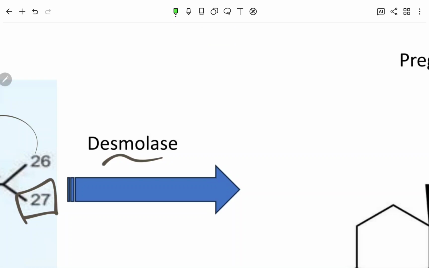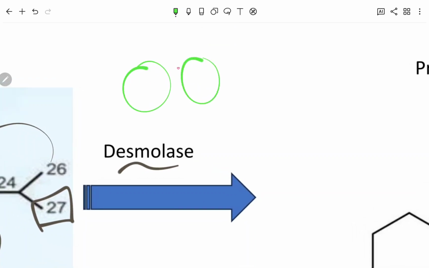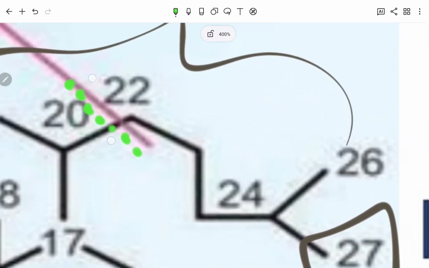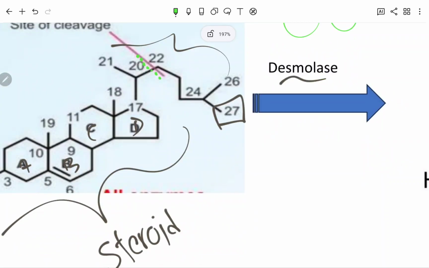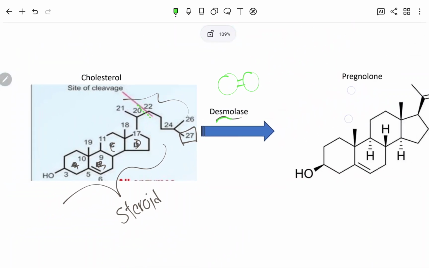And we can remember the action of desmolase via this smart hint. Now, we all know about desmosomes, right? You all know about desmosomes, the bonds that link the cells together. Desmolase is going to break down the bonds present in the hydrocarbon tail in order to remove a portion of the hydrocarbon tail. So the name desmolase actually makes perfect sense.